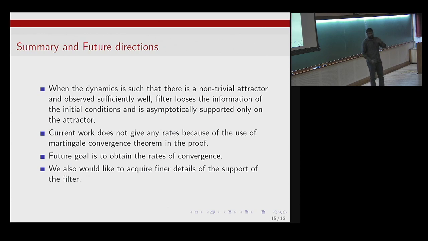Asymptotic support of the filter. Asymptotically, its support is on the attractor, which is useful because in practice it will reduce the dimension of the system drastically, because the attractor is sometimes a manifold. There's a huge difference between the dimension of the attractor and the dimension of the system. And in the future work, we really want to get more details on the support and the rates of convergence, because we don't have rates of convergence.